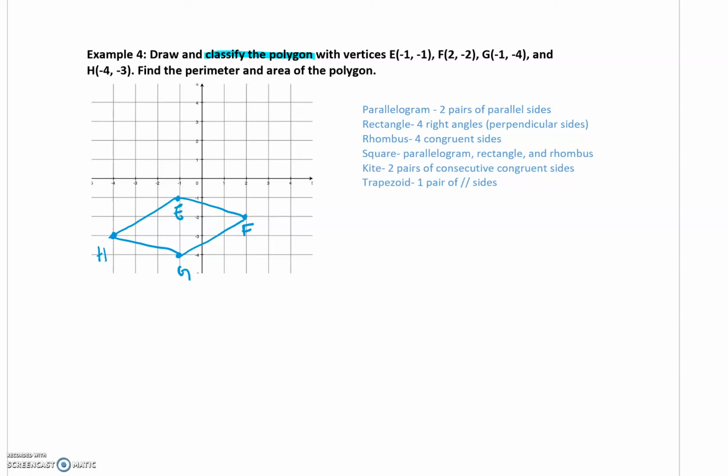So I'm going to go ahead and check for two pairs of parallel sides. And remember, you don't have to do this. You can do two pairs of opposite congruent sides. You can look at diagonals bisecting each other with the midpoint. It all depends on what you're more comfortable with. But I'm going to go with the parallel sides, so I'm looking for the same slope.